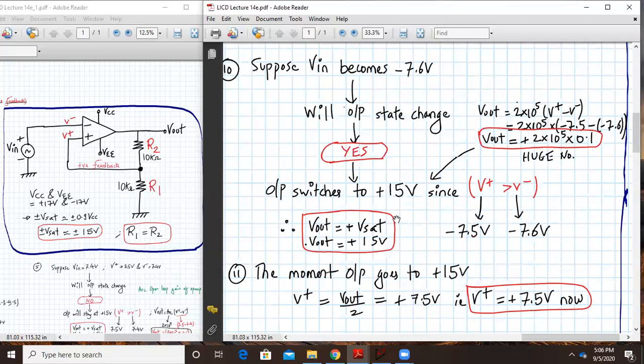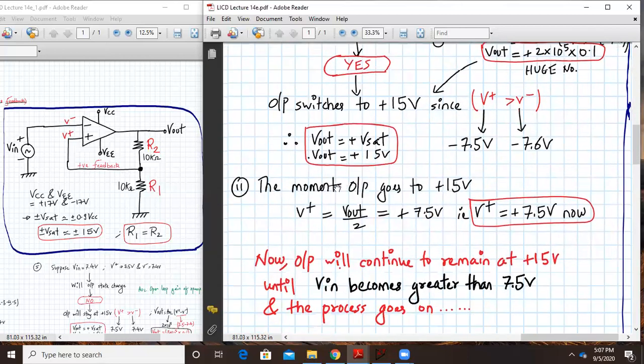That is minus 15. Now let's say in scenario number 10, my V in becomes minus 7.5. Will the output state change? Yes. Because now V out is AOL into (V plus minus V minus). This V plus is minus 7.5 and V minus is minus 7.5. So this difference will become a positive number, which is multiplied with a huge open loop gain. So my output will immediately switch to plus 15 volts since my V plus is greater than V minus.